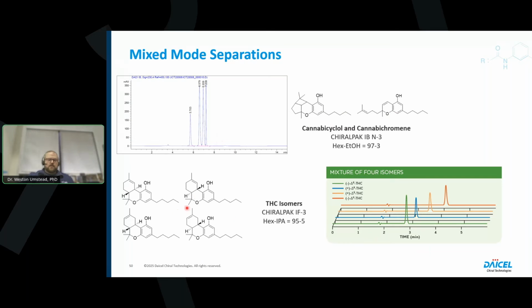Same thing here with THC isomers. You've got delta 8 plus and minus, delta 9 plus and minus. They are enantiomers to each other, plus minus 8, plus minus 9, but not related to each other in terms of being enantiomers between 8 and 9. All four peaks resolved very nicely with ChiralPak IF in this case.